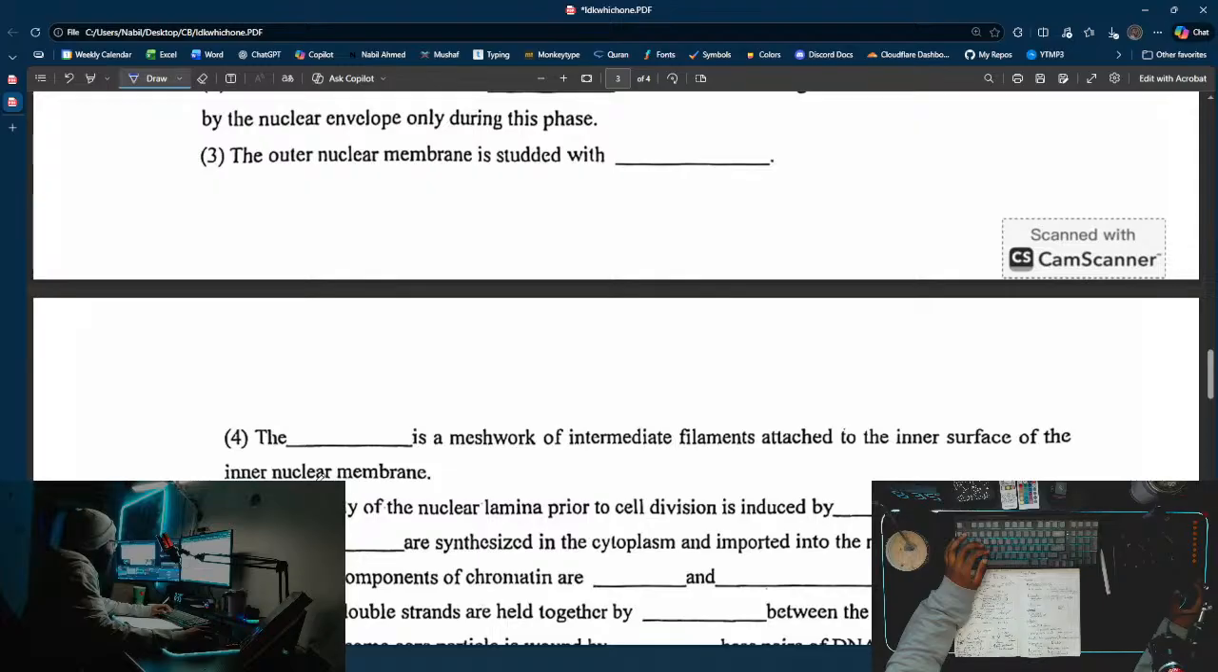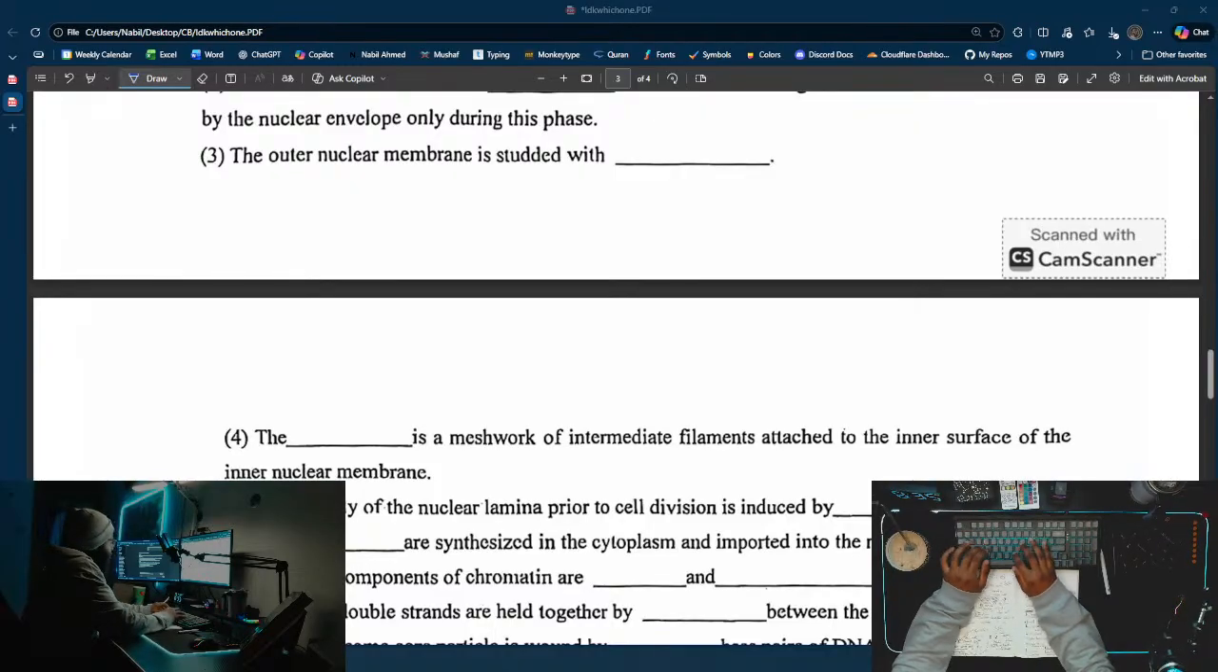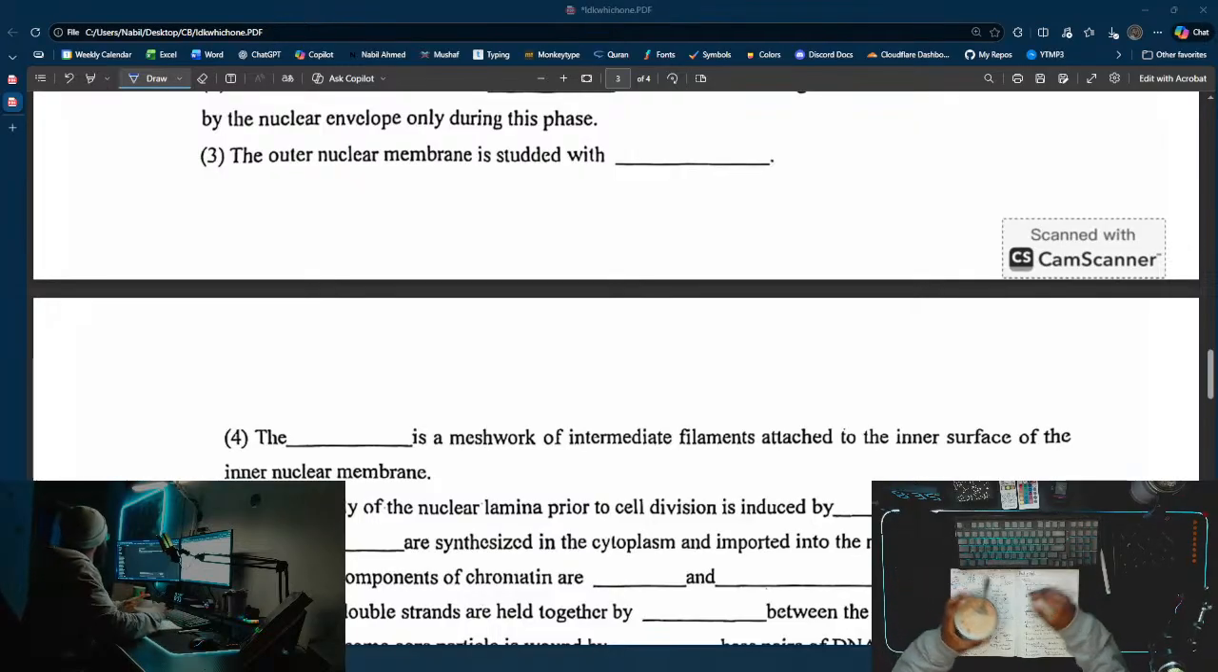The disassembly of the nuclear lamina prior to cell division is induced by the... I don't remember. The disassembly of the nuclear lamina prior to cell division is induced by the lamins. Let's see what the answer is. Phosphorylation.